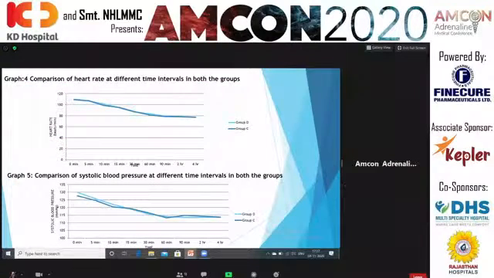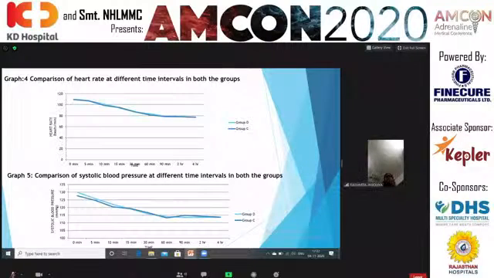Next slide, please. This shows the variable of heart rate, basically hemodynamic change, in both groups. This is almost the same in both groups. Next slide, please.